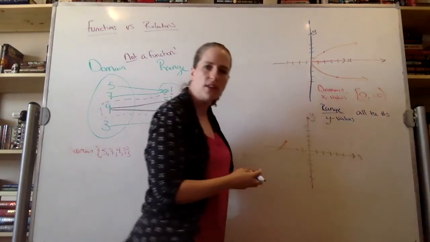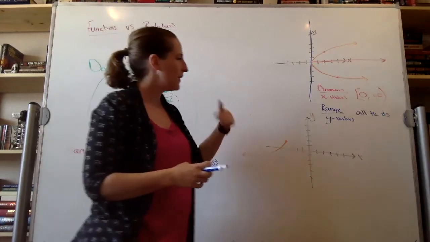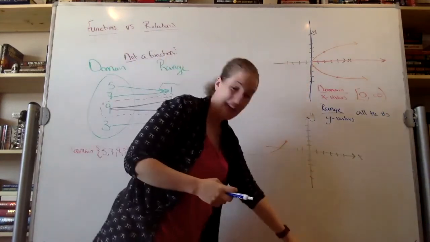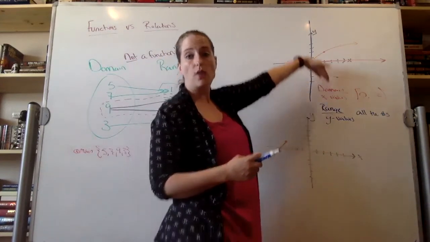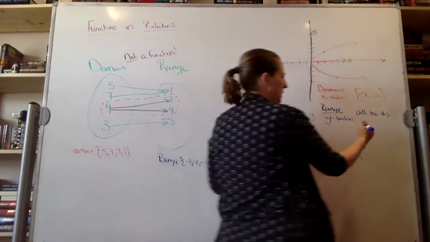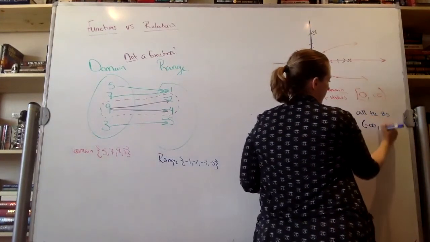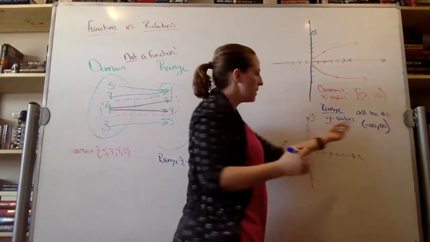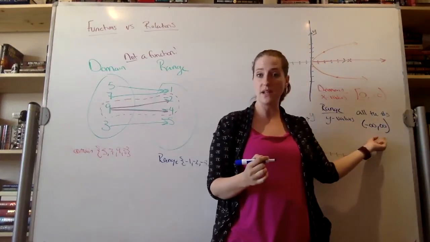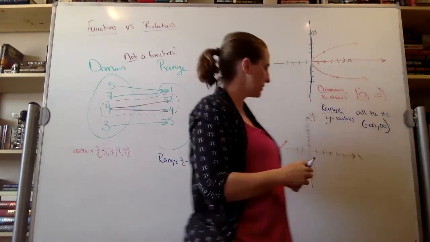How do I write all the numbers as an interval? Well, if I think infinity-wise, this is going to start at negative infinity and go all the way into positive infinity. That's how we say all the things. Negative infinity to positive infinity. Now remember, we always use parentheses with infinity, so this is everything, all real numbers.